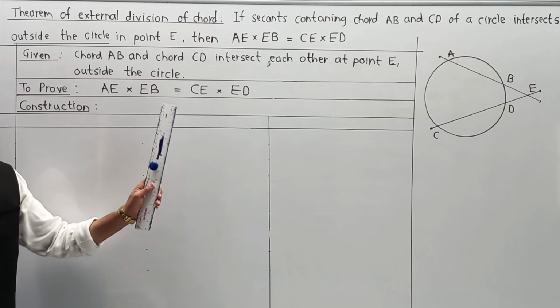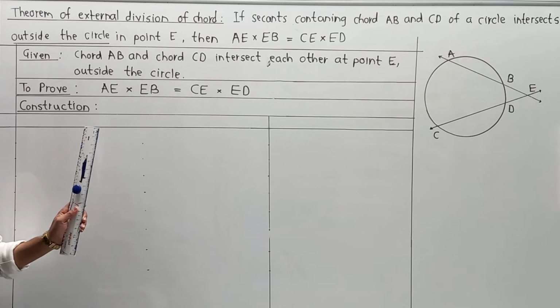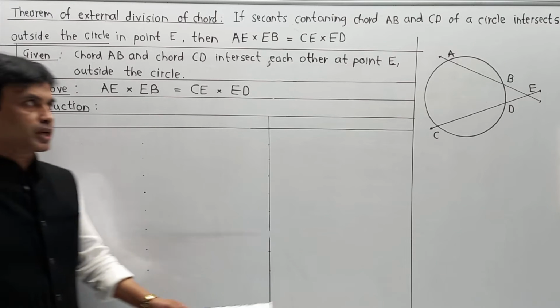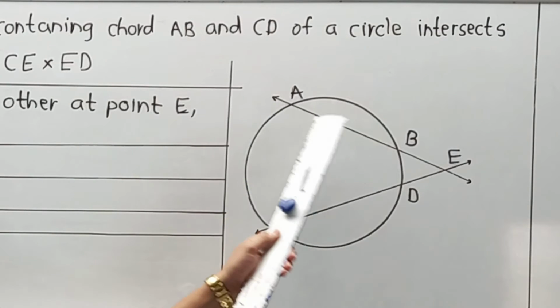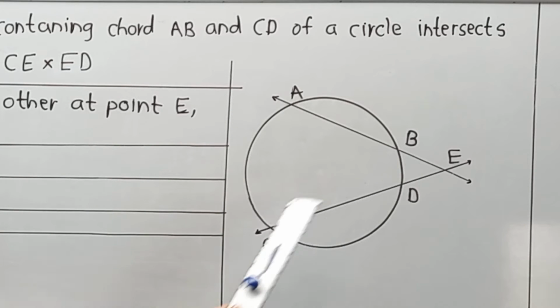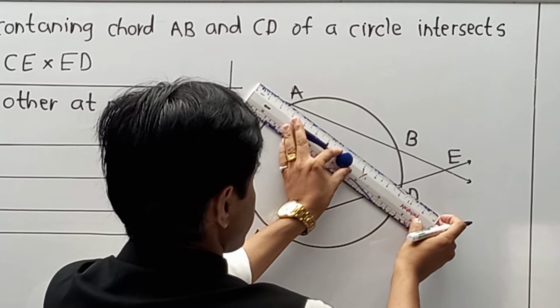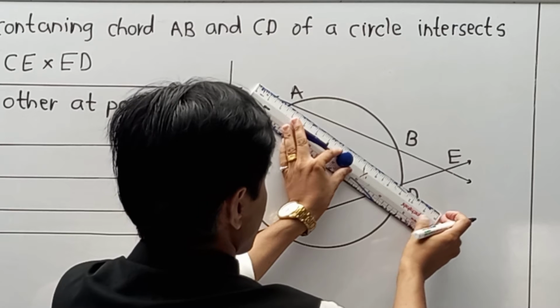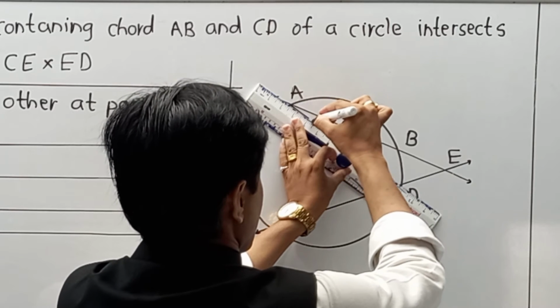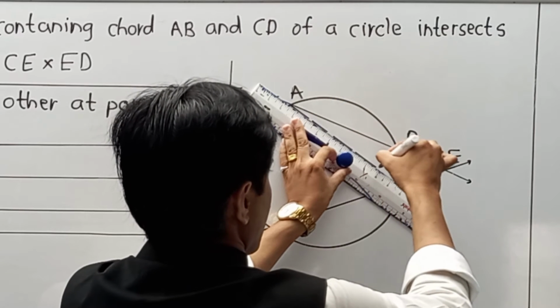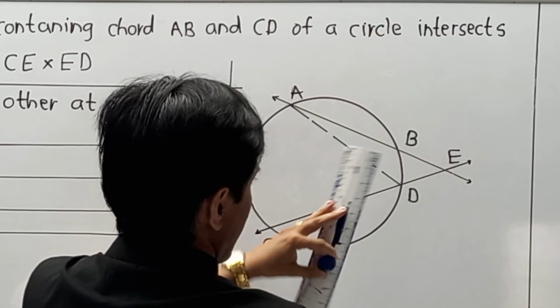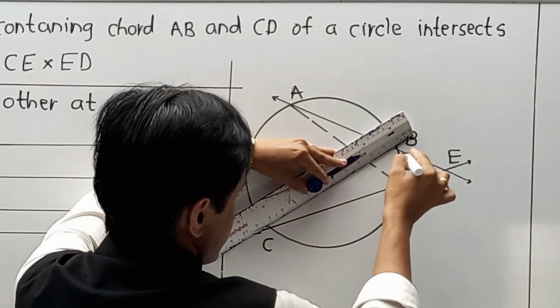Now, after writing this part, we have to make a construction and the part to be taken into consideration. Here, we are going to join A with D and C with B. I am going to draw a construction in front of you, and here I am going to join A with D. And second, B with C.